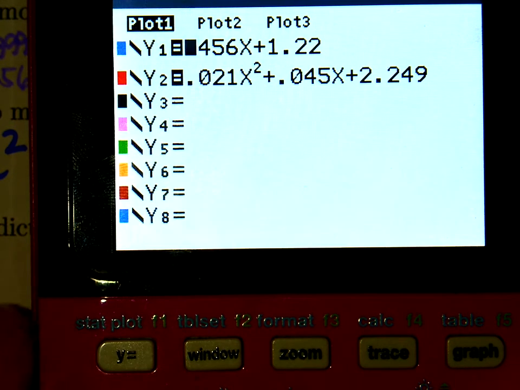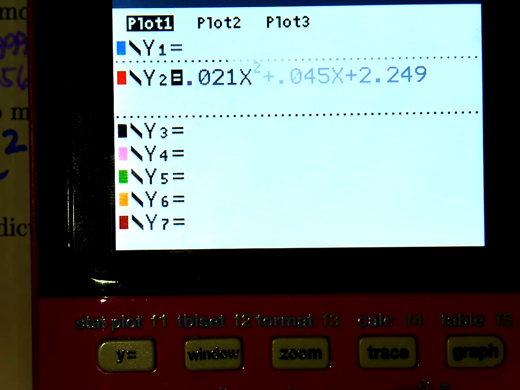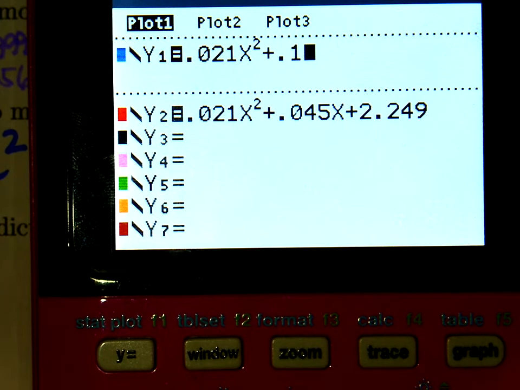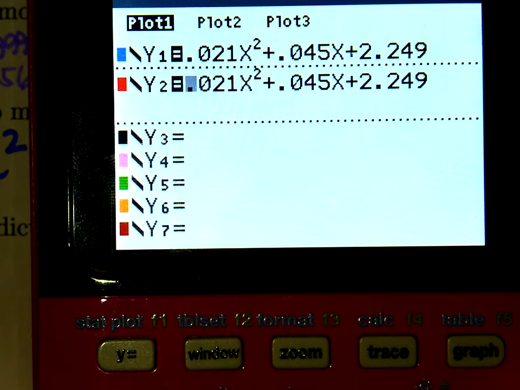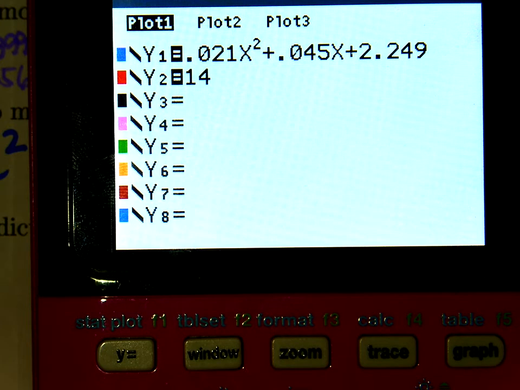So I'm going to go into Y equals. I'm going to clear the line, and then I'm going to put this into the first one: 0.021x squared plus 0.045x plus 2.249, because I said I was going to put 14 into Y2. Got it. And then graph.